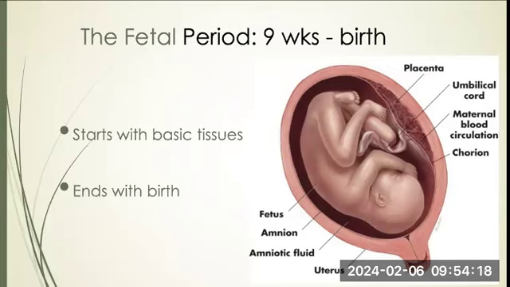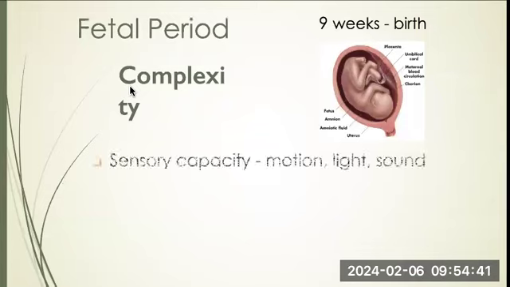So fetal period, 9 weeks to birth. This is the part most people are familiar with because it's very obvious somebody is pregnant at this point. So in the fetal period, it starts with basic tissues and ends with birth. You can see this is what most people are familiar with and think about when they think about somebody who is pregnant. So, the key term here is complexity, right?